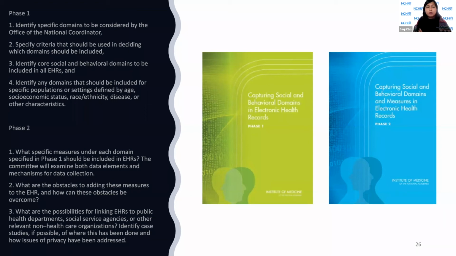So the first report, Capturing Social and Behavioral Domains in EHRs, specifies criteria that should be used in deciding which domains would be included. It identifies some core social and behavioral domains to be included in the EHRs, and it also identifies some domains that might be included for specific populations or settings, and those could be defined by age or SES or race or disease or other characteristics.